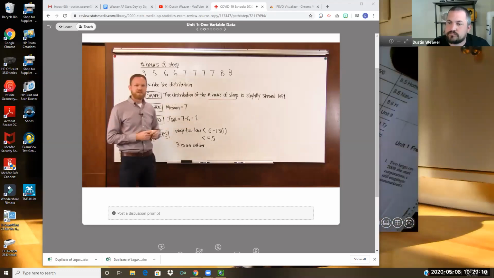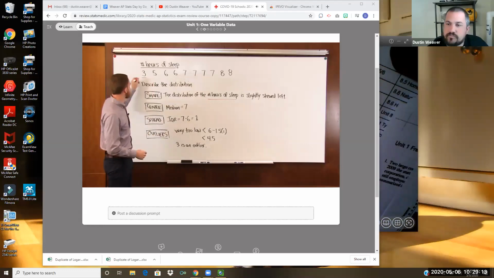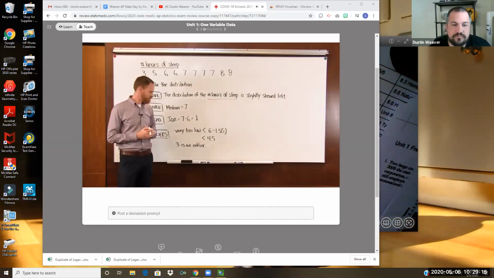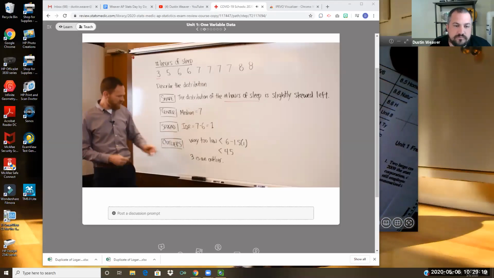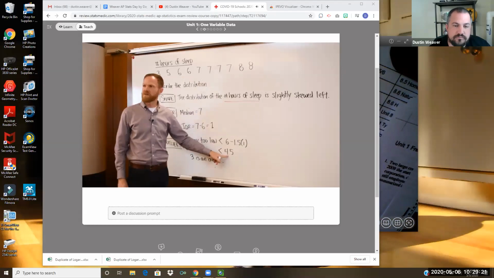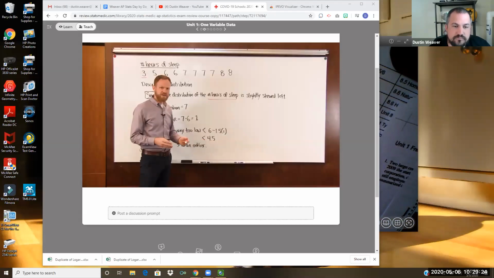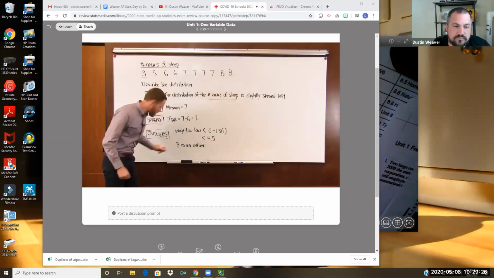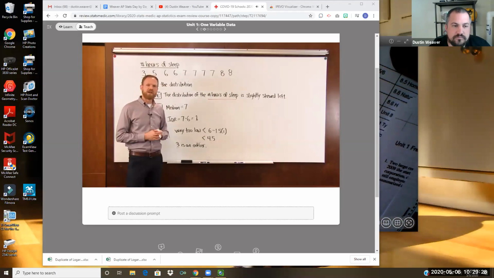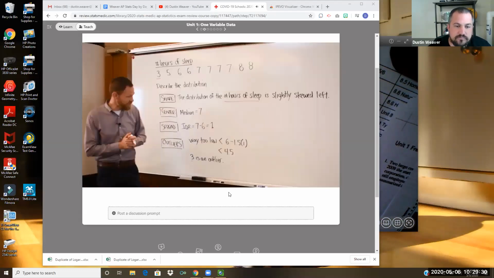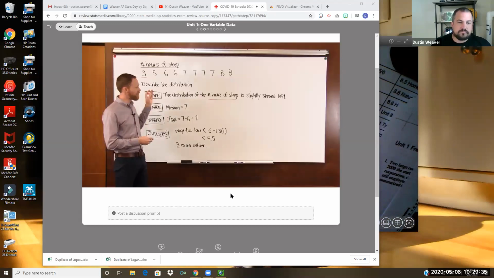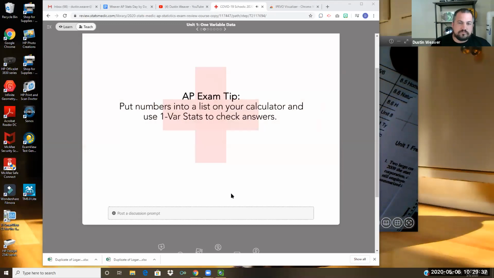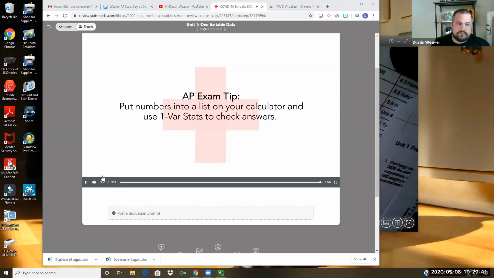Now, as far as outliers are concerned, the only potential outlier here is this 3 on the low end. So we use our formula for a value that would be way too low, and according to that formula, any value less than 4.5 would be considered an outlier. And so we know that value of 3 is considered an outlier. As a final AP exam tip, on a problem like this, make sure that you know how to input these values into a list on your calculator and then use the one variable statistics function in order to check your answers.